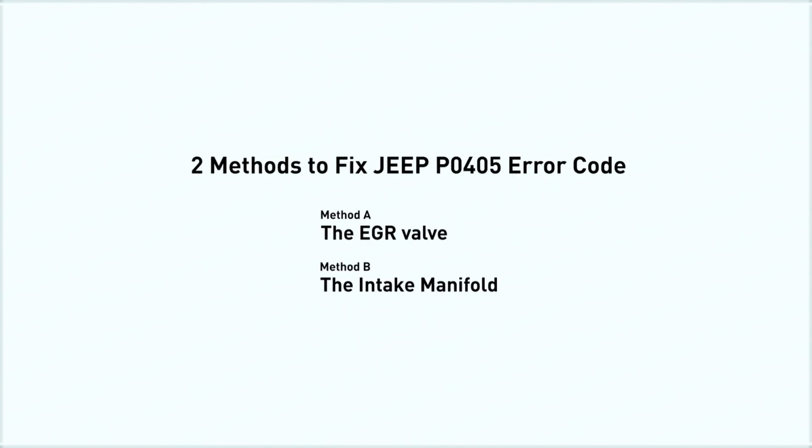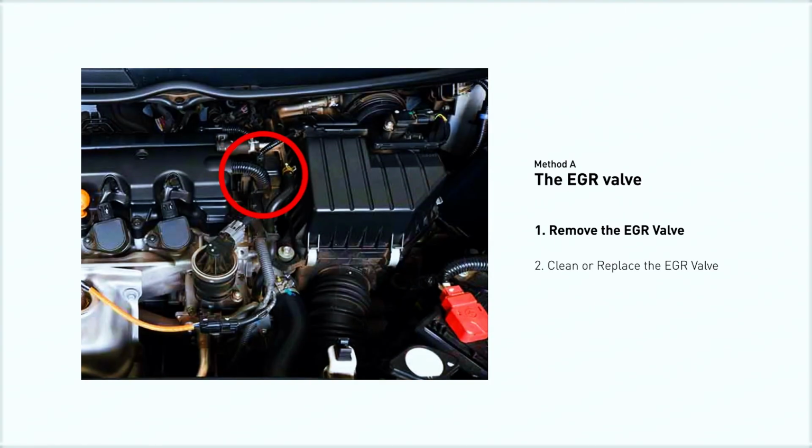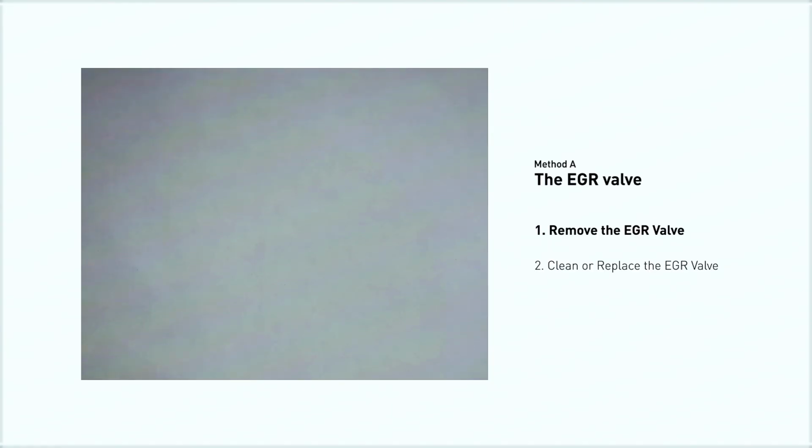Here are two of the most practical solutions to fix Jeep's P0405 error code. Method A, the EGR valve. Looking at the engine from the front, the EGR valve is located towards the rear of the engine, just to the right side of the center.